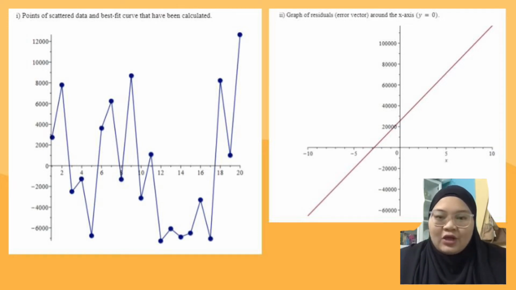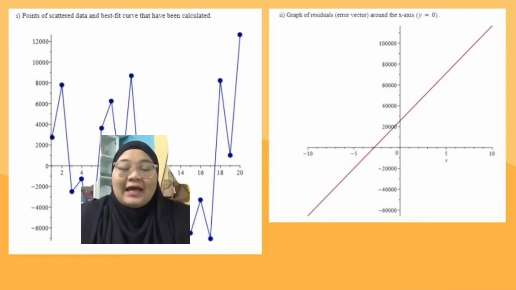To obtain it, we use the least squares equation of our linear model and set x between -10 and 10. Lastly, this is the graph of error vector against x values of the linear model. As we can see, the graph is slightly in a gradient form.